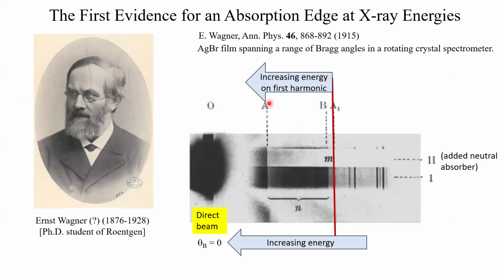So let's look at this early data. I've actually found it very hard to find de Broglie's original picture, but about the same time, Ernst Wagner, who had been a PhD student of Roentgen, did a very similar experiment. Here, he's using the rotating crystal spectrometer to look at the Bremsstrahlung from an X-ray tube. And he's using a silver bromide emulsion. Whenever energy is deposited in the film, it turns black. So here again, increasing energy is from left to right. The top and bottom are seeing exactly the same radiation, but there's an added neutral absorber here to prevent saturation of the film. As you move from left to right, you see some fluorescence lines, and then a sudden step where things get dark, and then another sudden step where things get dark again.